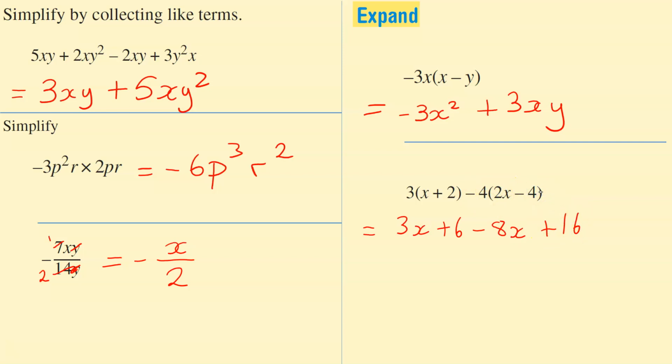And now let's collect like terms. So 3x and minus 8x, that is negative 5x. And do you know what we call these terms without variables? Do you remember? They're called constant terms. Constant terms. So 6 plus 16, that gives us 22. And that's in expanded form.